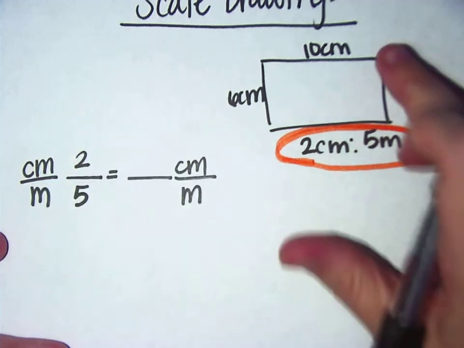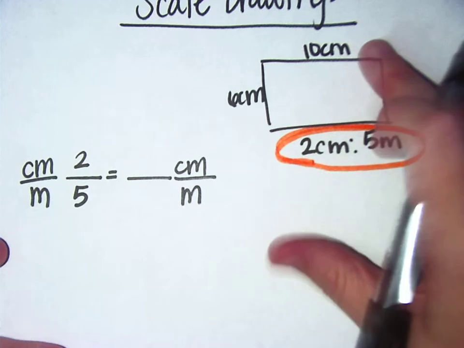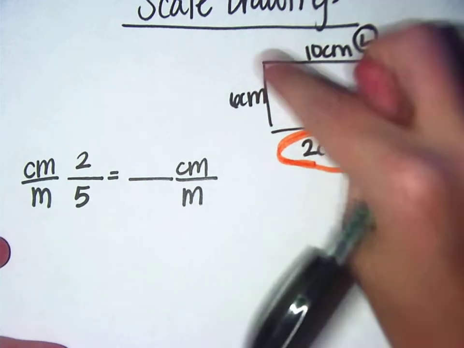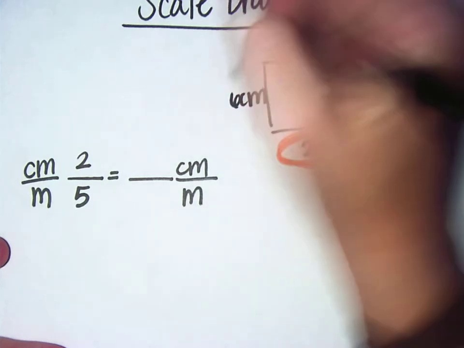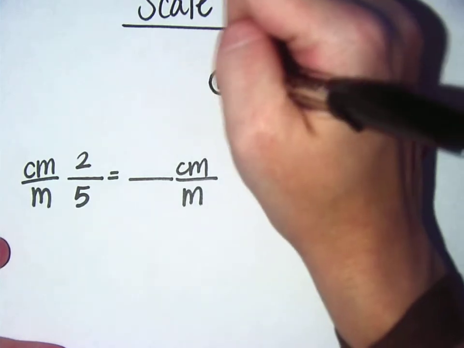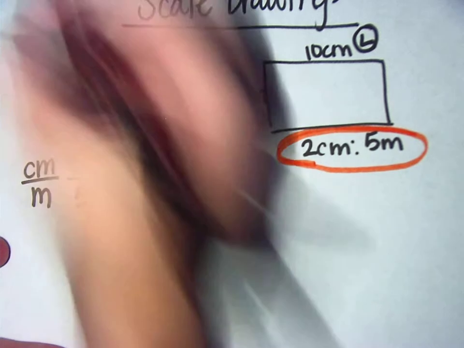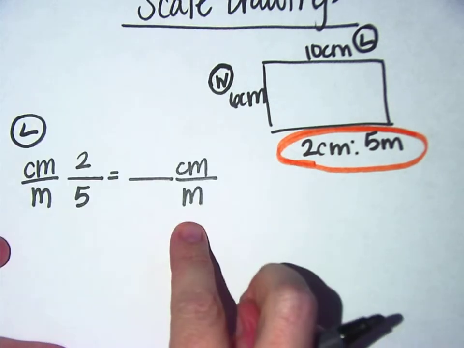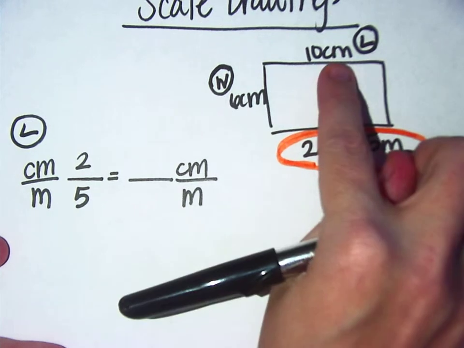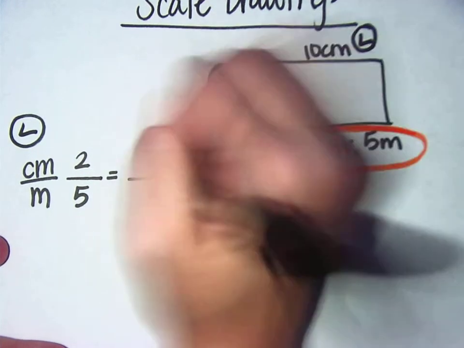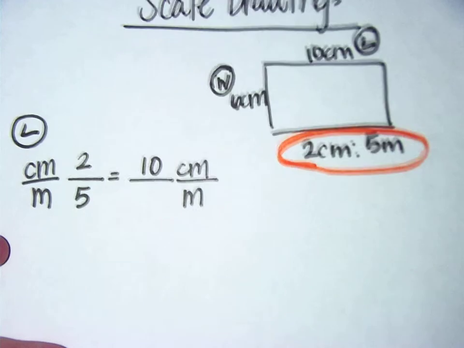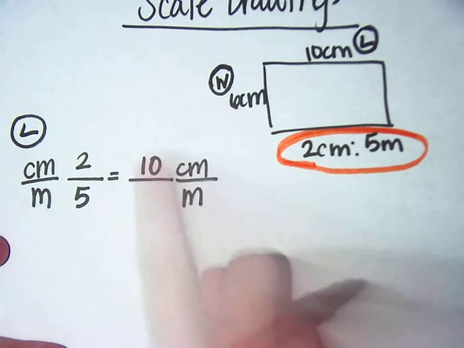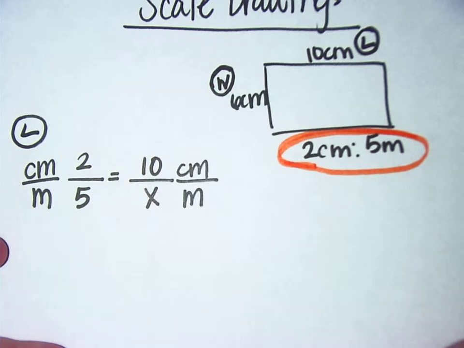And then whenever we are trying to convert our dimensions, we're going to convert them one at a time. So this right here is your length. Your length is always the longest side, and our width is our shorter side. So we're going to do the length first. So I'm going to go ahead and put an L with a circle right here showing you that this is our length. Our length is 10 centimeters, so you need to make sure you plug them in where the centimeters go. And we're trying to figure out how many meters is 10 centimeters, so that will be our X.